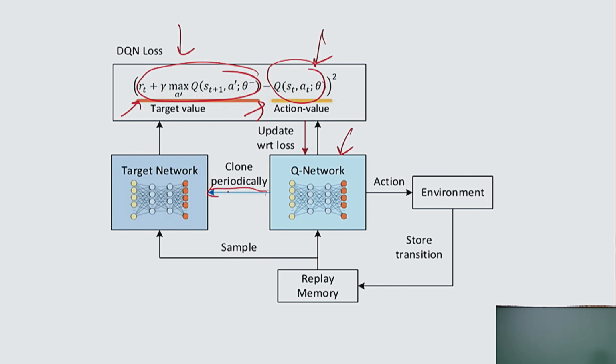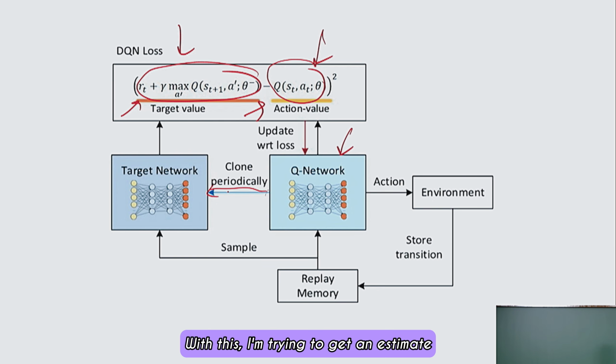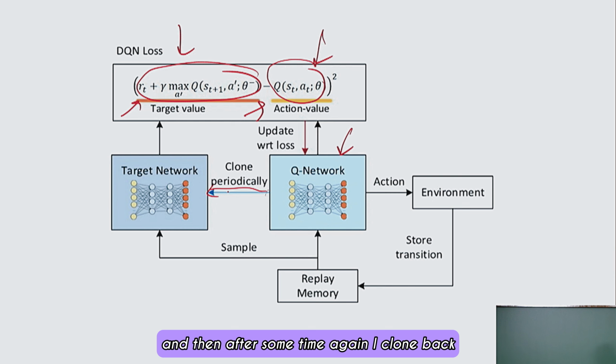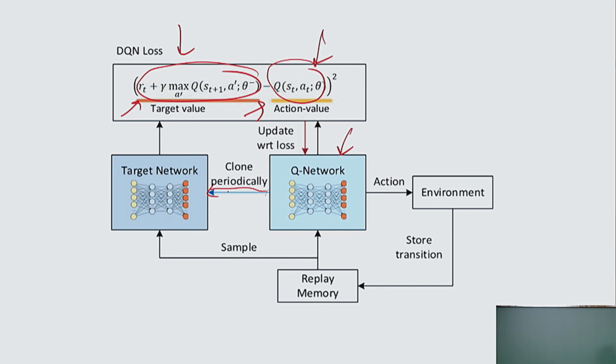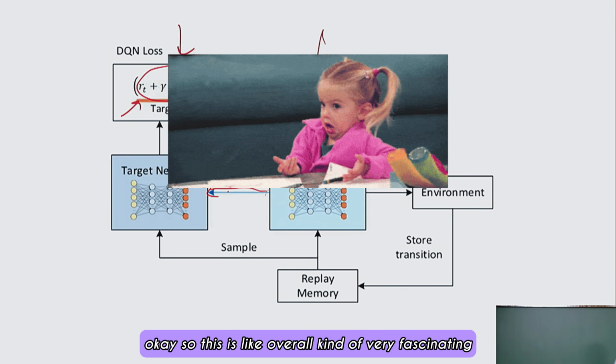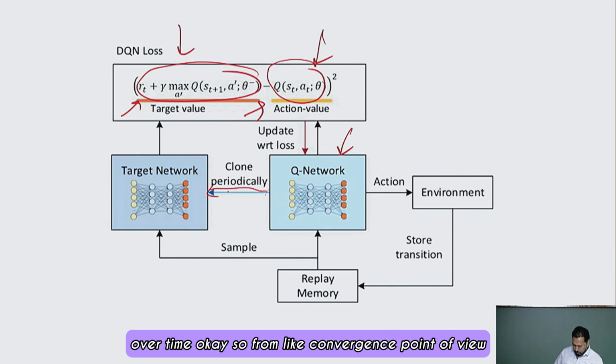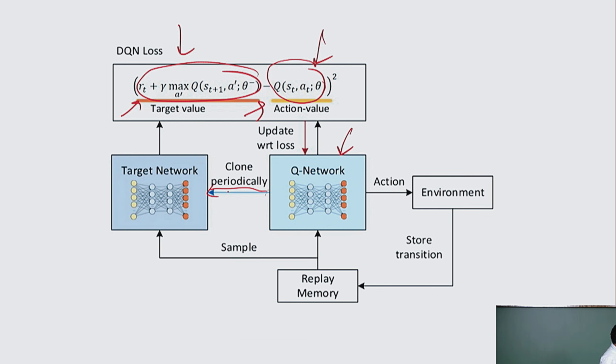So this is my current network, and with this I am trying to get an estimate of what could be a good Q network, and then I'm using this target network. After some time, let's say C number of steps, I clone this to become the target network, and then I continue with this, and after some time again I clone it back, and that becomes the target network. Okay, so this is overall very fascinating that it works, because even my target is changing over time.